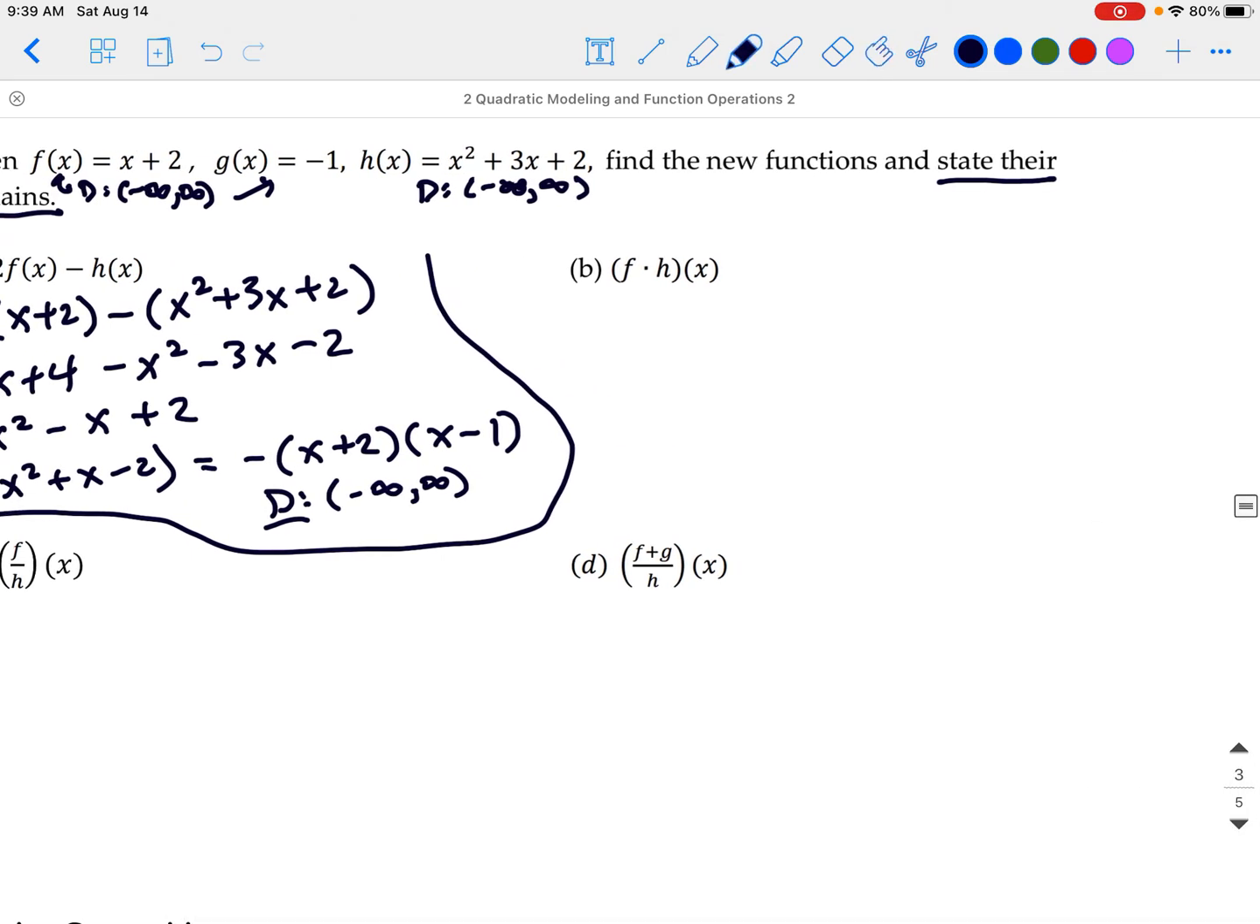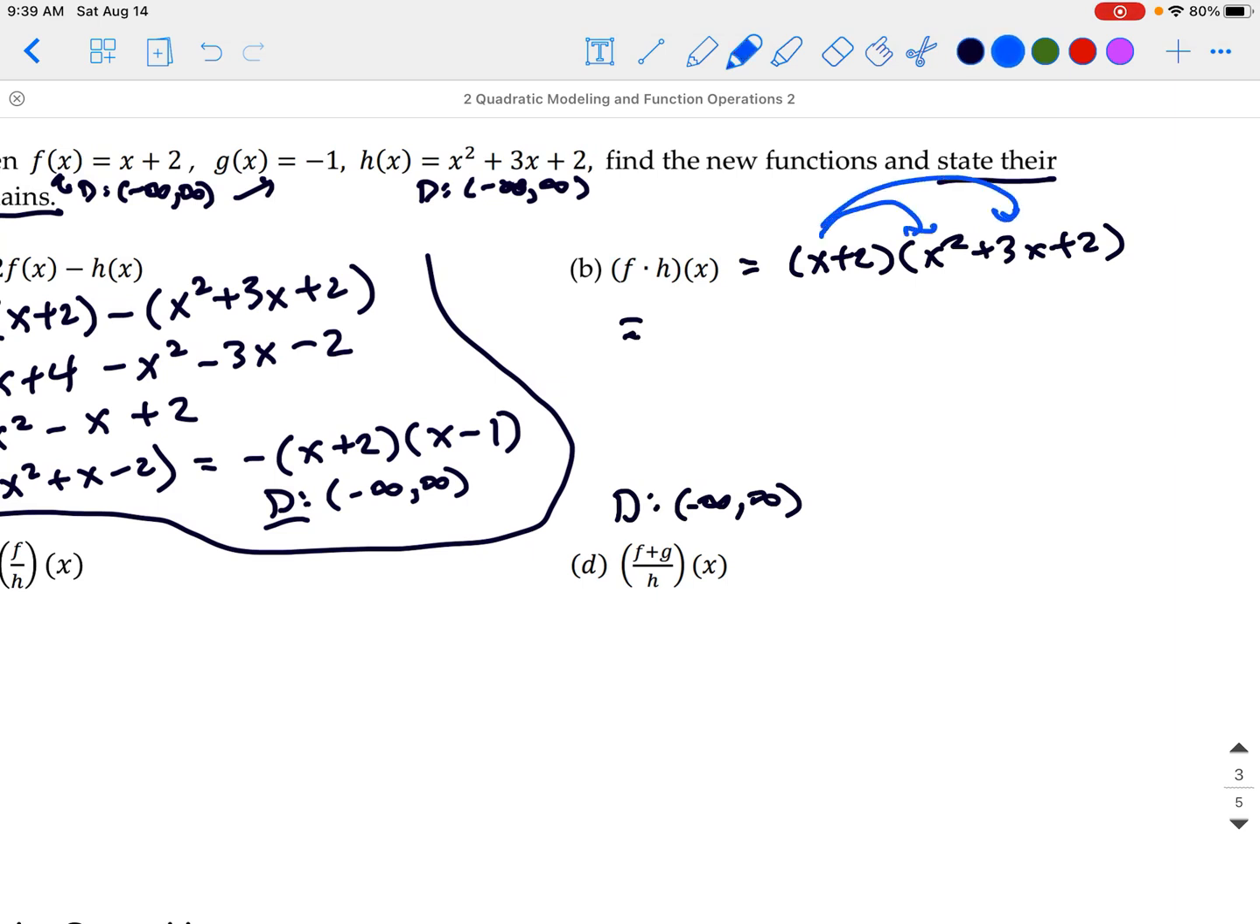For b, we're going to take f and h and multiply them. And again, multiplication is not going to cause any issues either, so our domain is still going to remain all real numbers. So we'll note the domain is all real numbers. But we can get a little practice with the distributive property, right?